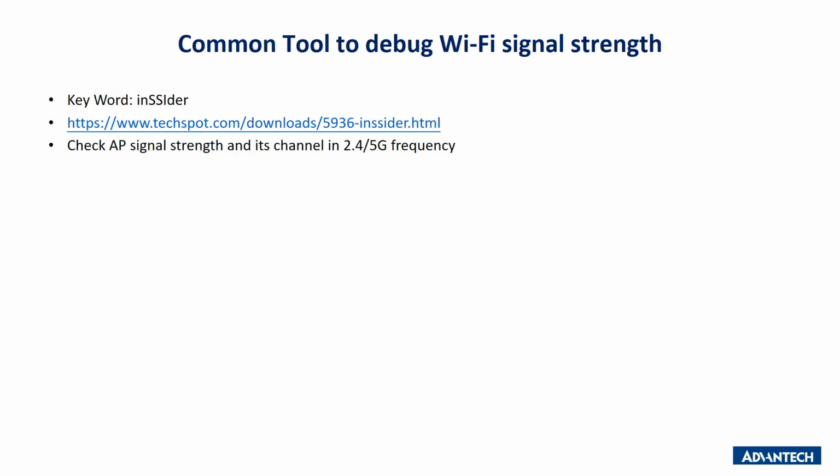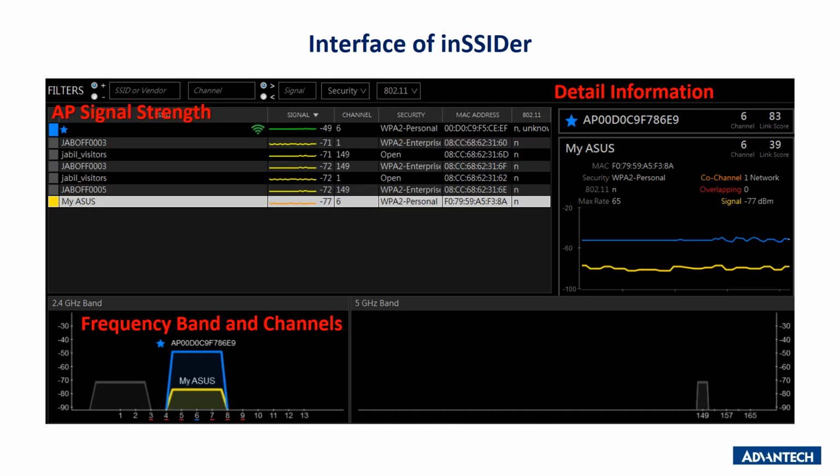Please download and install it if you need this software. Insider is the common tool to check AP signal strength and channels no matter whether they are in the 2.4 or 5G frequency band. The user interface of this software would represent signal strength, frequency band, and channel number for each AP. Signal strength status will be mentioned later on.